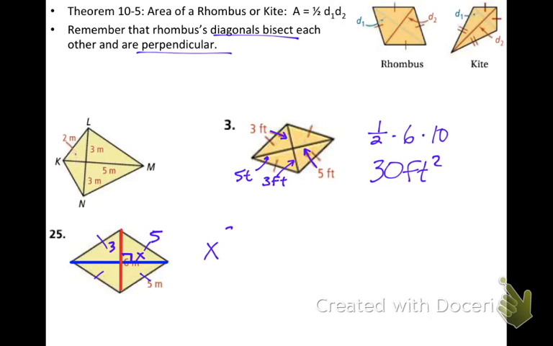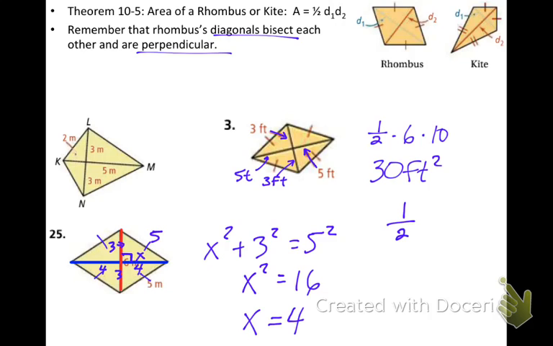So I can do x squared plus 3 squared equals 5 squared. And so I know that x squared is equal to 16, the same as the other one, so x is equal to 4. So I know since my x here is 4, that here it's going to be 4 as well. And since this is 3 right here, this will also be 3. So my diagonals will be 8 and 6, so 1/2 of 8 times 6 gives me 48 divided by 2 gives me 24. And again, those are square meters.